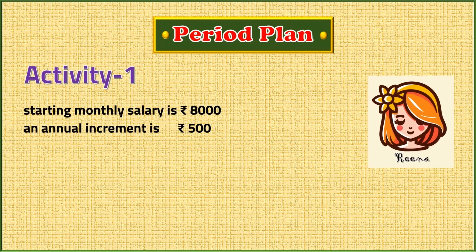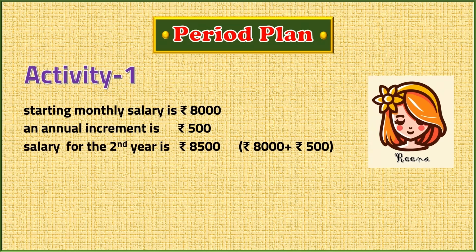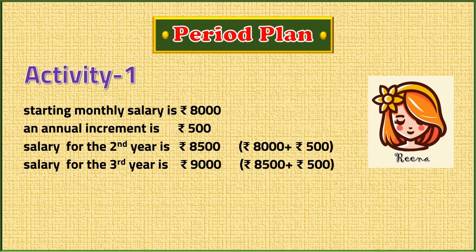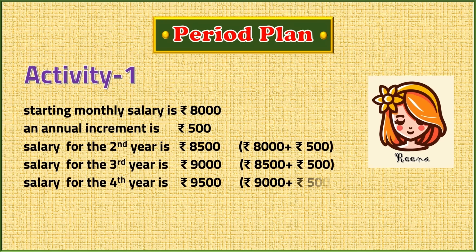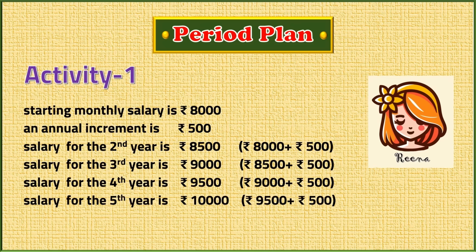Let's do activity 1. We will guide the students by asking questions. What is the starting monthly salary? What is the annual increment? What is the salary for the second year? What is the salary for the third year? By asking questions like these, the students can do the entire activity. The salary for the second year is 8,500 rupees. The salary for the third year is 9,000. The salary for the fourth year is 9,500. And the salary for the fifth year is 10,000 rupees.